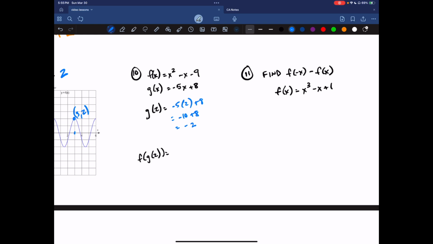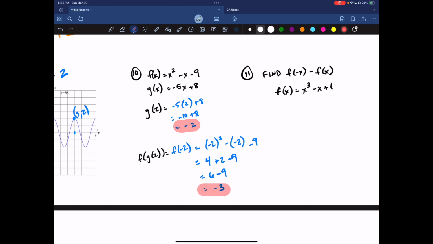Okay, and then the next one says f of g of 2. So I've already done g of 2. So what I'm going to do is plug negative 2 into f. So it's going to be negative 2 all squared minus negative 2 minus 9. Negative 2 squared, all right, everything is good. This is going to be 4 plus 2 minus 9, 6 minus 9. And that's going to be negative 3. Okay? And that's how it's done there.